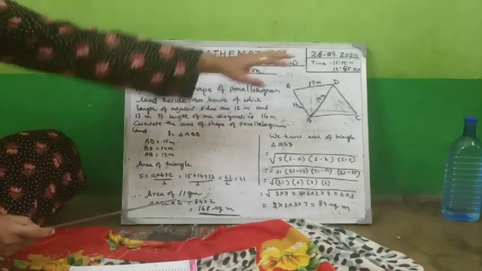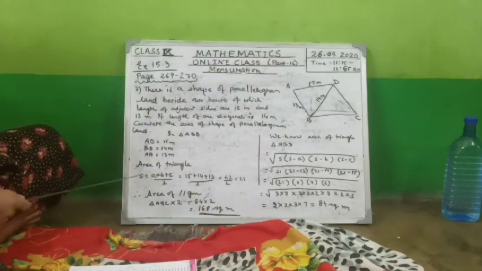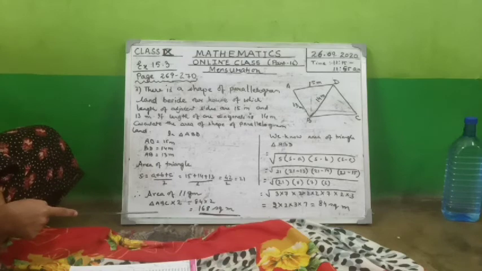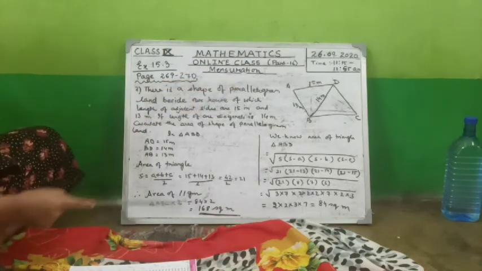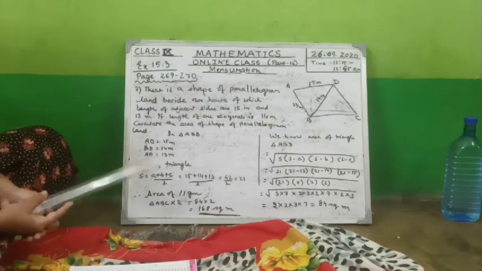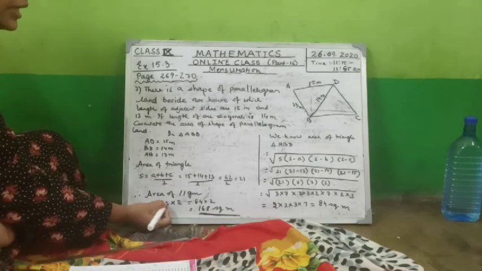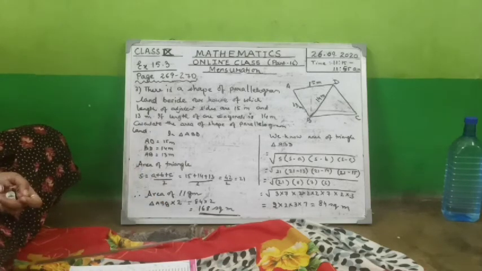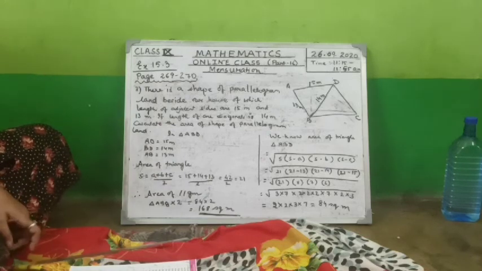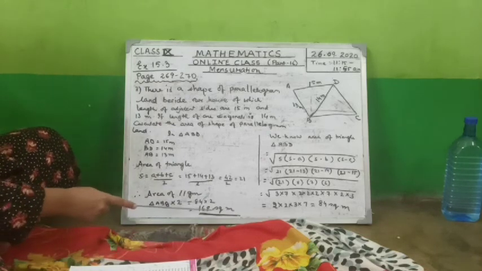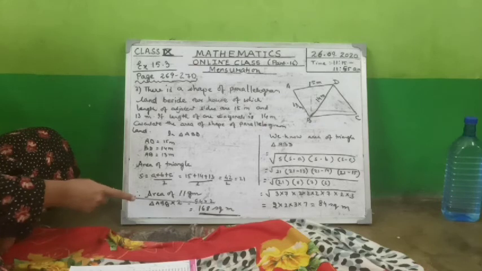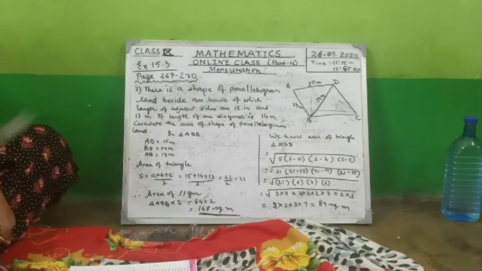Just double it, or you add it. So the area of the parallelogram will be this into 2. So triangle ABD into 2, that is equal to 84 square meter into 2, that is 168 square meter.